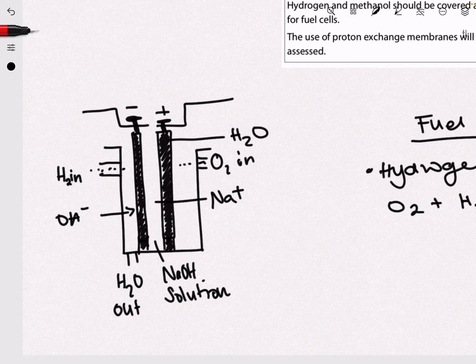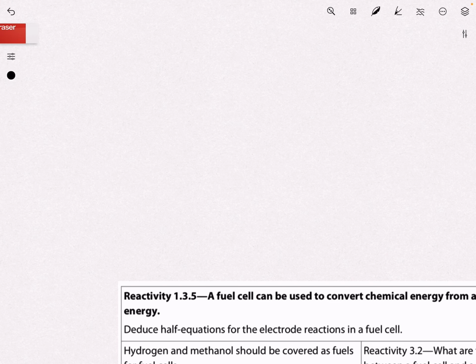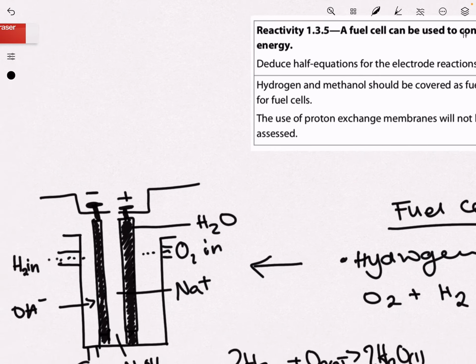And I believe that we will have to know the half equations. We will not have to know the half equations. And these hydrogen fuel cells can also be made using phosphoric acid as the electrolyte. And that would also give out an overall equation of 2H2 plus O2, giving you 2H2O, gas and liquid. Cannot forget your state symbols.